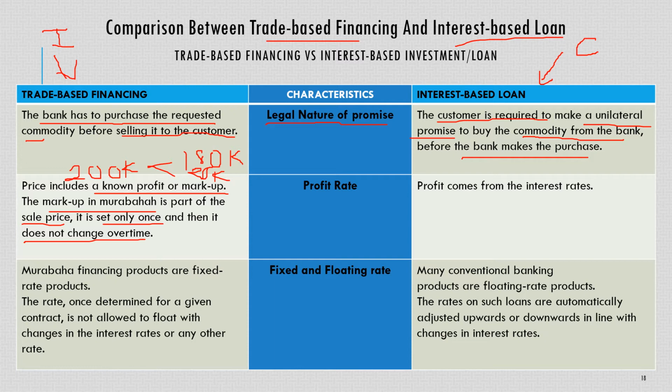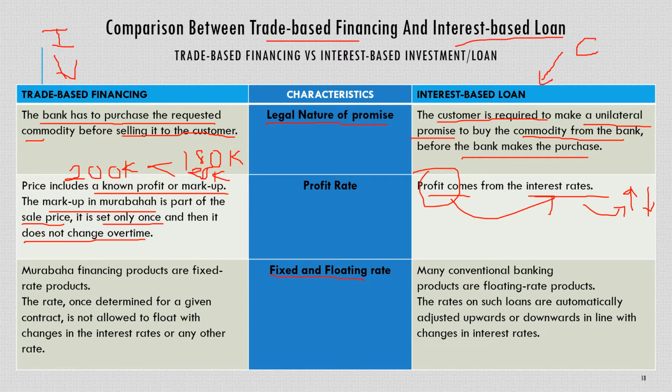Tapi kalau untuk interest-based loan, profit come daripada interest rate. So, interest rate, kita tahu interest rate ni kadang boleh naik, kadang dia boleh turun. So, it is uncertainty. So, dari mana profit yang dibuat dalam interest-based loan adalah based on the interest rate. So, fixed and floating rate.